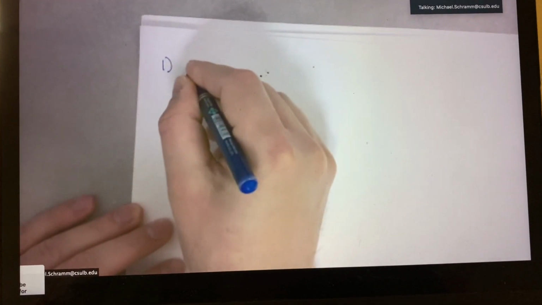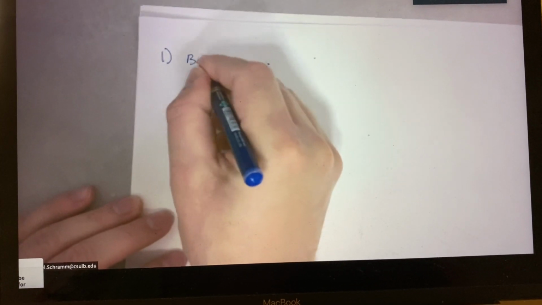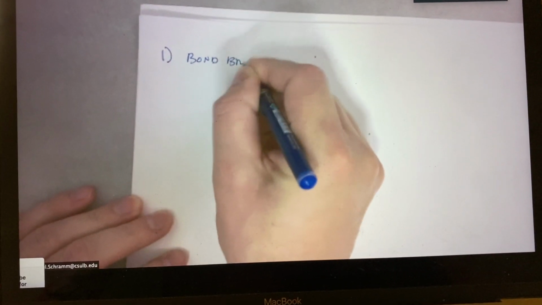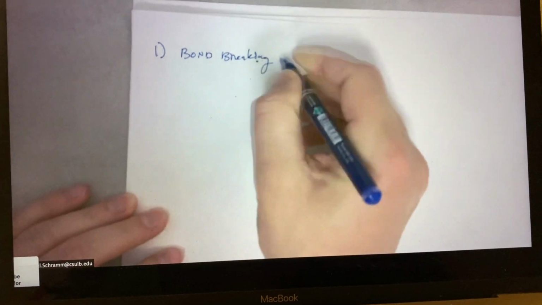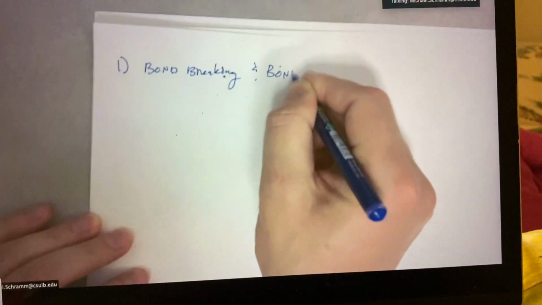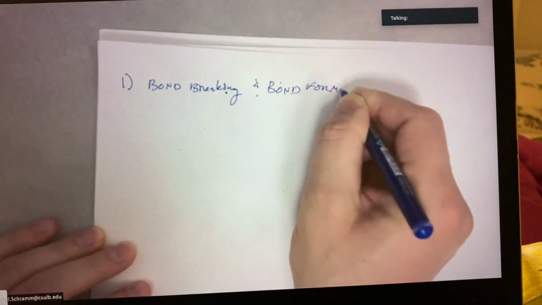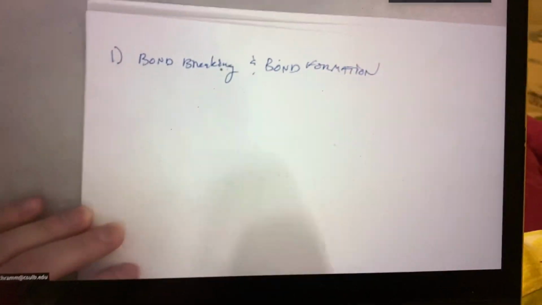Study and review of this material. 4 key points about this particular reaction. The first one, and the most important, is bond breaking and bond formation. We're going to break a bond and make a bond.